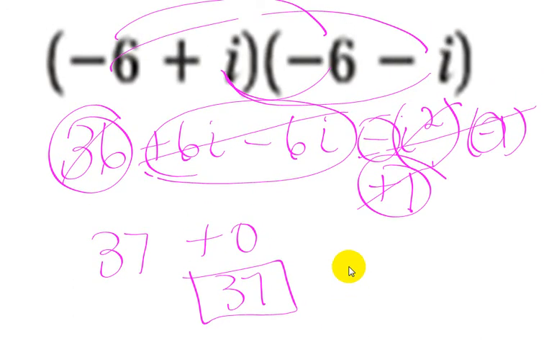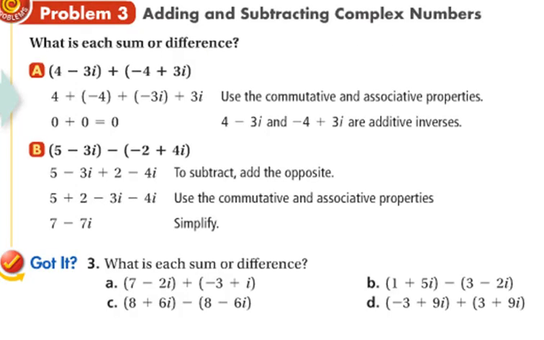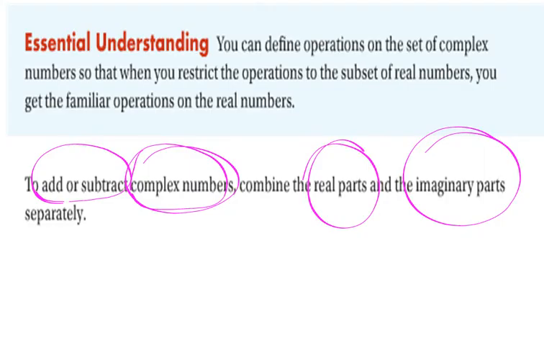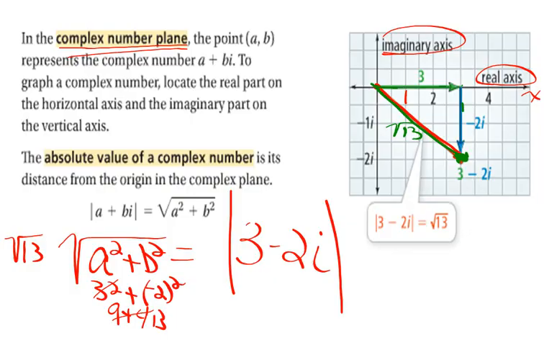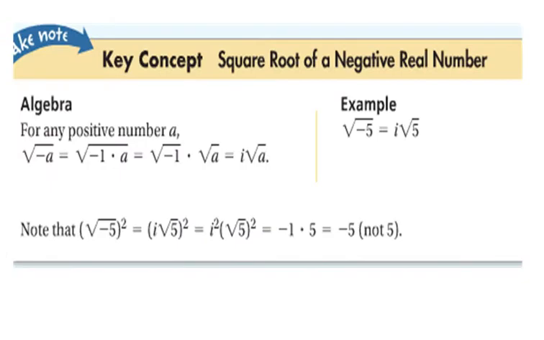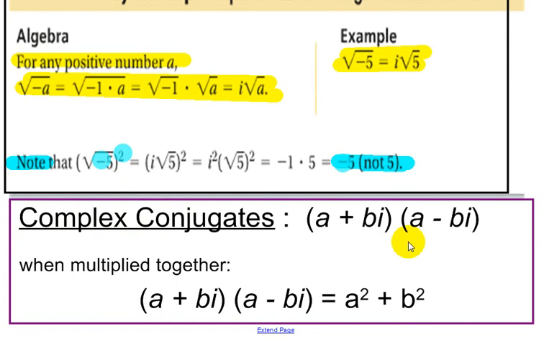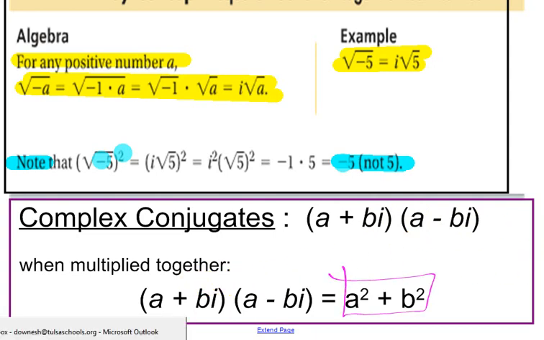Now, that was the long way to FOIL it out. Now, let's look at the shortcut, the rule for the complex conjugates. If I can find it. It's probably on the slide after the one I just had. Okay, here it is. Complex conjugate. If you get a plus bi times a minus bi, then your answer is just going to be what? a squared plus b squared.